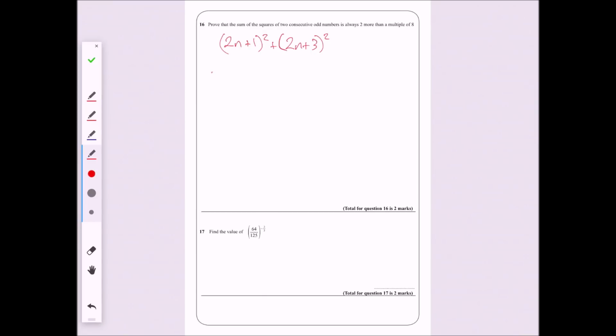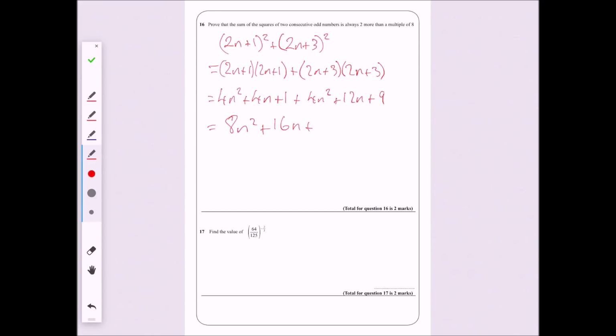Okay? So, all this means is we've got 2n plus 1 times 2n plus 1. I want to add to that 2n plus 3 times 2n plus 3. If we expand those out, we get 4n squared plus 4n plus 1, plus 4n squared plus 12n plus 9. And if we put all that together, we get 8n squared plus 16n plus 10.